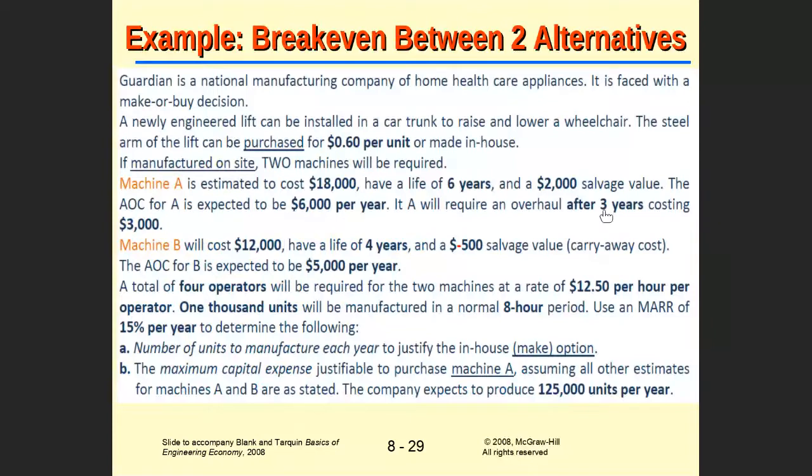If it is placed on year 3 and we would like to have it as an annual, we have to convert it first to a single side, to one of the sides, either in the future on year 6 or in the present on year 0. And then we can convert it to an annual using A given F or A given P.